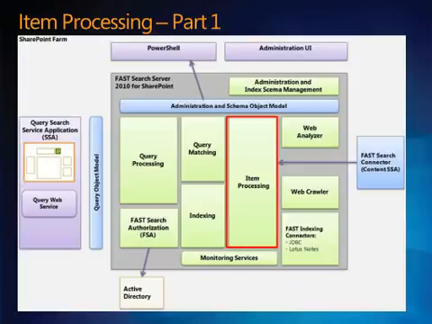The key features of the Item Processing Service are mapping from crawl properties to managed properties, parsing of document formats such as Word, Excel, or PDF, extracting properties from crawl content, and linguistic processing of items before indexing.